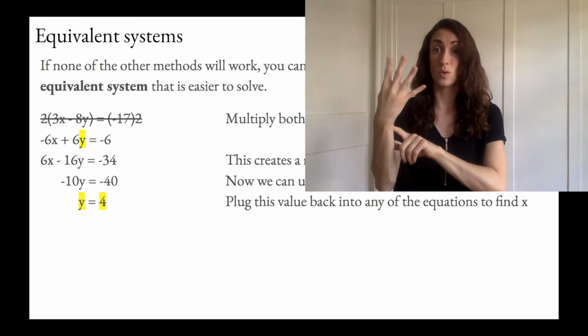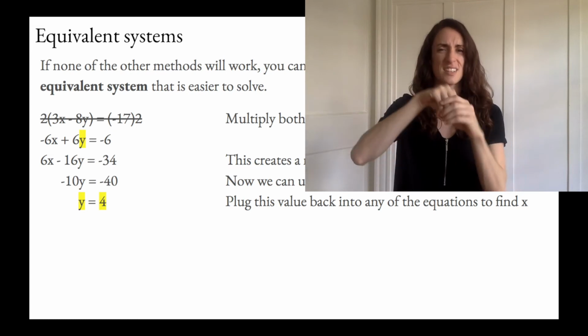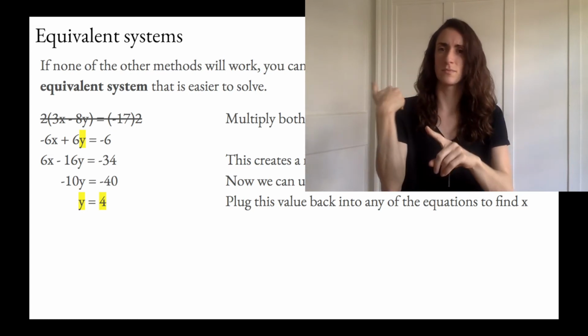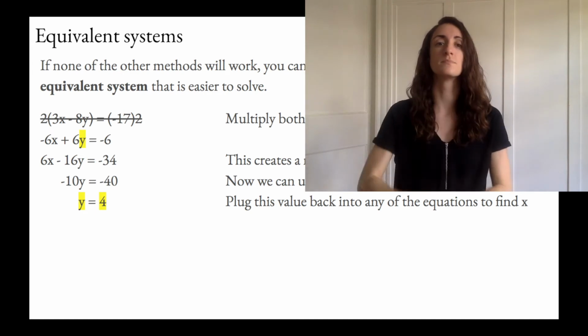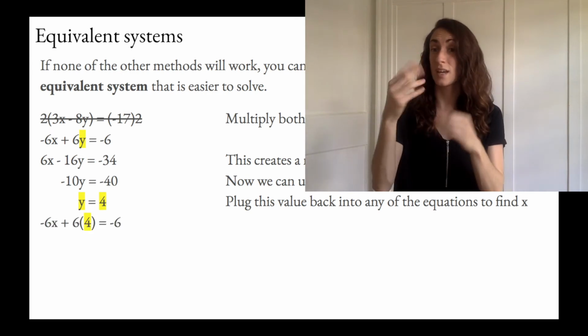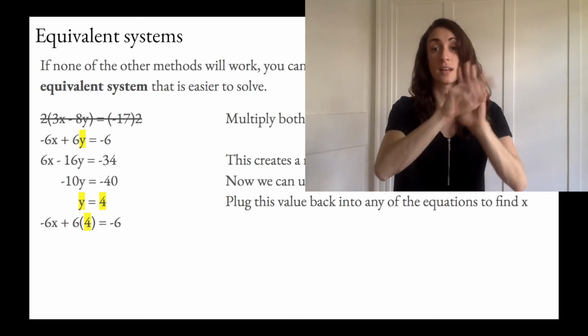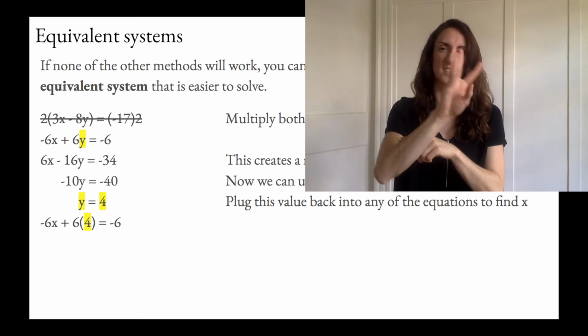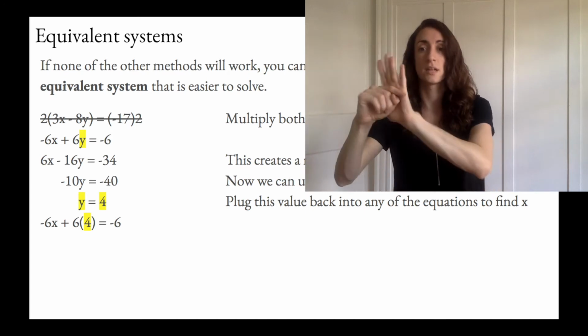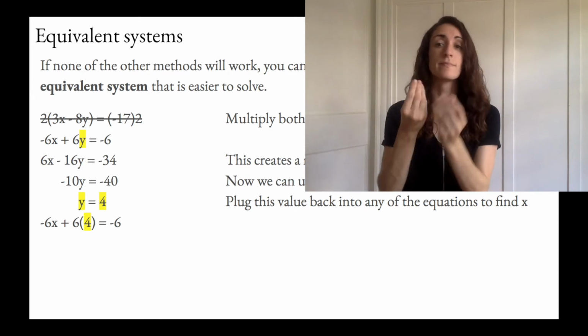So we found y equals 4, so now we can substitute any place we see y in any of these previous equations with the number 4. So let's use this second equation. Negative 6x plus 6y, and we'll replace that y with a 4, so 6 times 4 equals negative 6. And then we can just solve that one variable equation and find x.